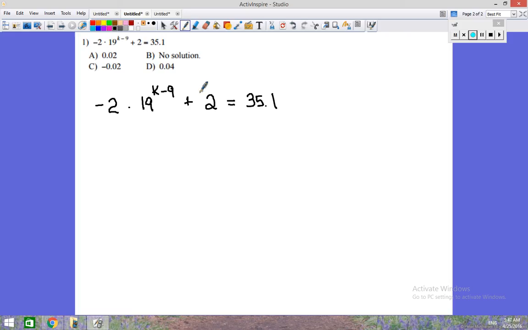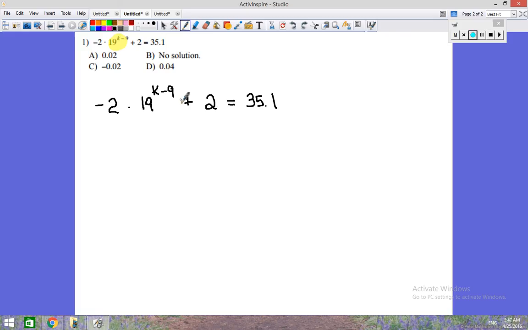On the left-hand side, these are referred to as terms. Terms are separated by addition or subtraction. So our first goal is to get the 19 raised to the k minus 9 by itself. In order to get that by itself, we must first get this first term by itself. So we need to get rid of the second term.